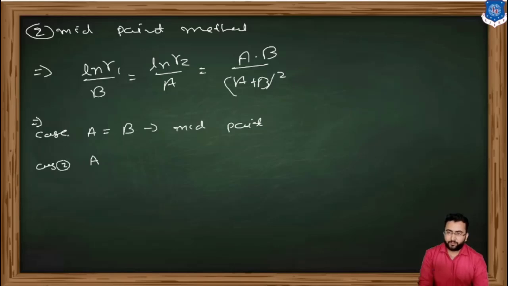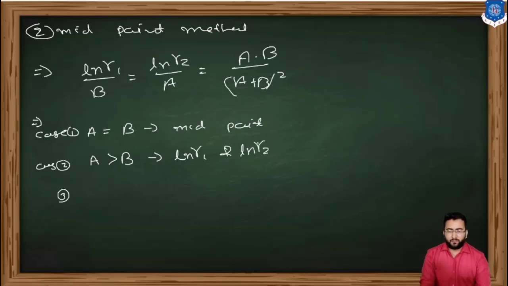Second case, case 2. This is for case 1 and this is for case 3, where a is greater than b. The integral of ln gamma 1 and ln gamma 2, or the intersection of ln gamma 1 and ln gamma 2, must be from a side.